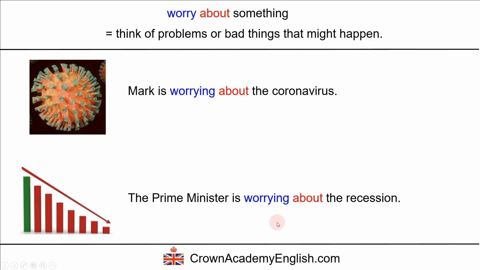The Prime Minister is worrying about the recession. Recession means an economic crisis. When the economy is doing badly, then we call this a recession. So the Prime Minister is thinking of the bad things that might happen with the economy. He's worrying about, stressing about the recession. So notice about usually comes before the subject, the reason for the worry.